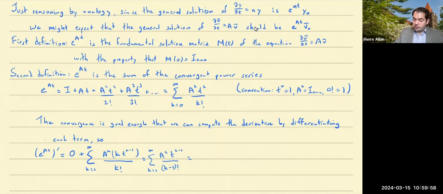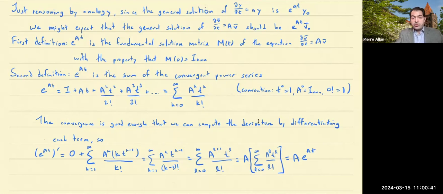Right, and now I can introduce a different dummy variable to do the sum. Let's say L goes from 0 to infinity. So k is L plus 1. So I end up with A to the L plus 1, t to the L over L factorial. And then I could pull out an A. So I have the sum L goes from 0 to infinity, A to the L, t to the L over L factorial. And now notice that this is the same sum that defined the exponential. Okay, so we see that the exponential defined by the series satisfies the equation that we started with.